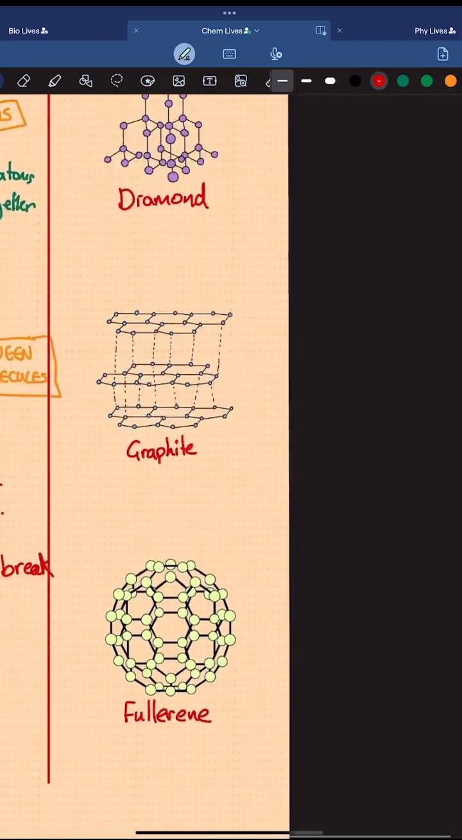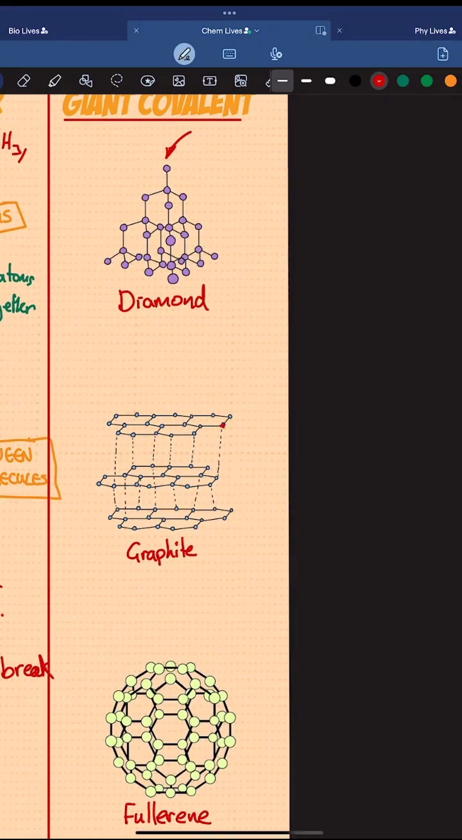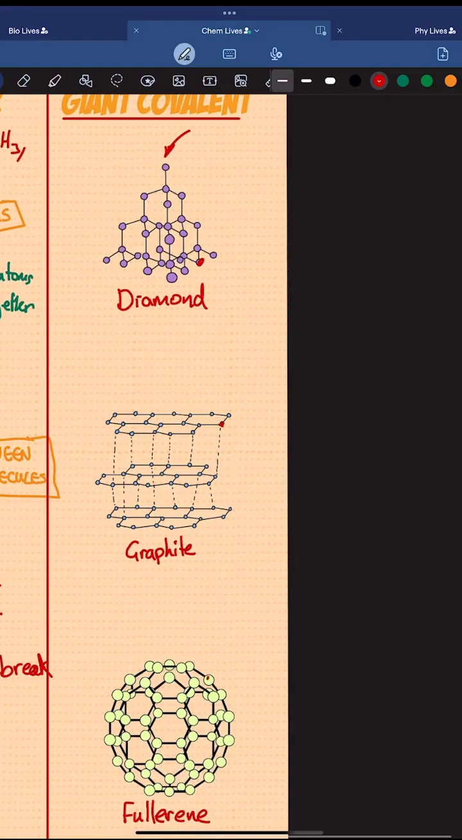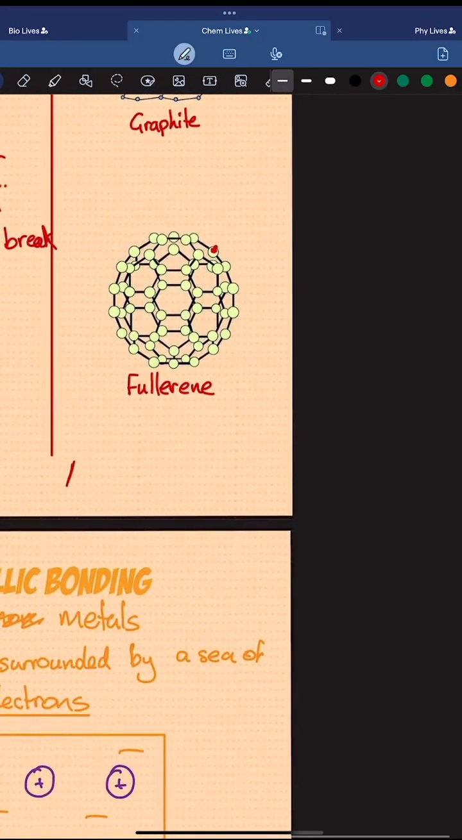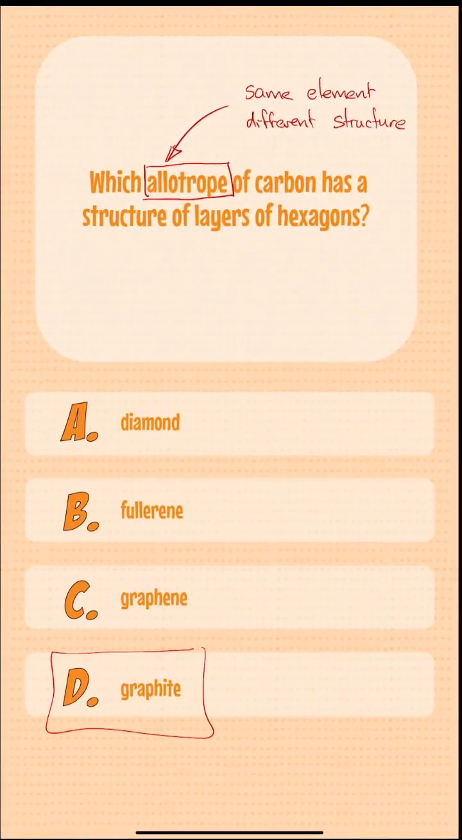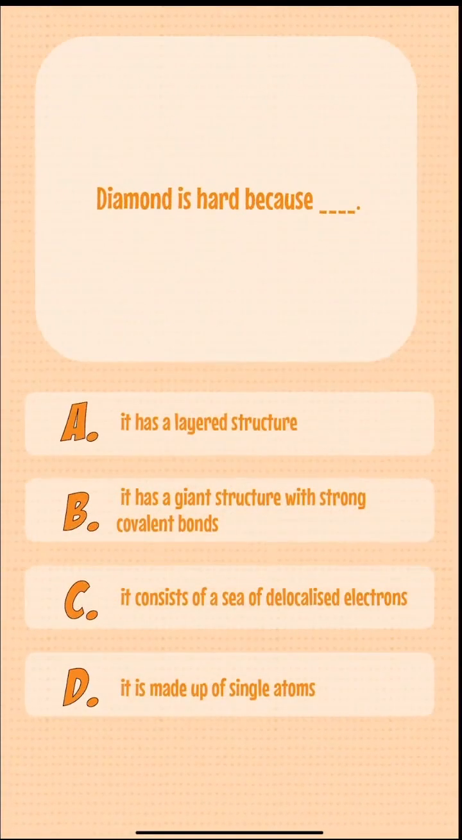So all those atoms, or the little circles we've got, they're all carbon atoms. There's nothing else in there. So these are all allotropes of carbon. And the answer is graphite. Good.